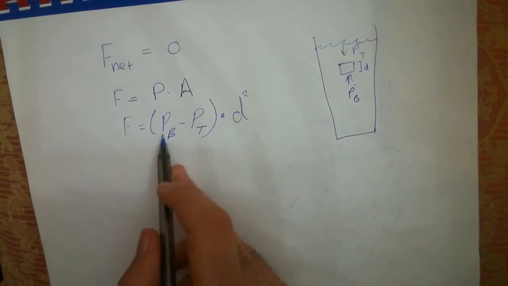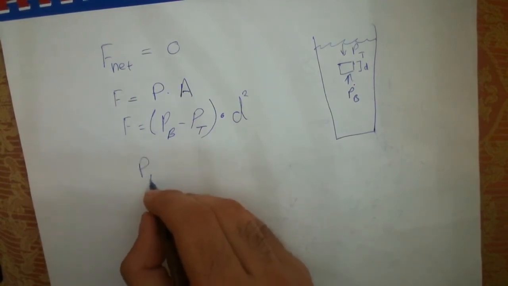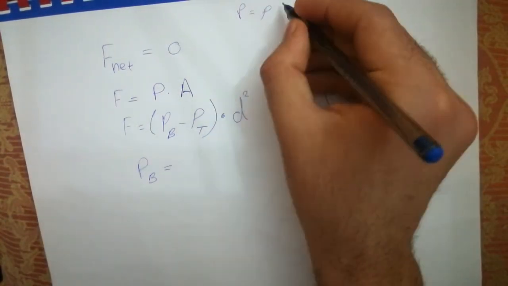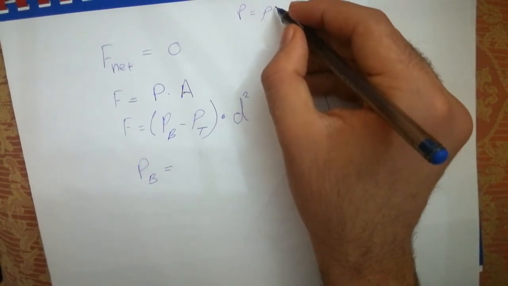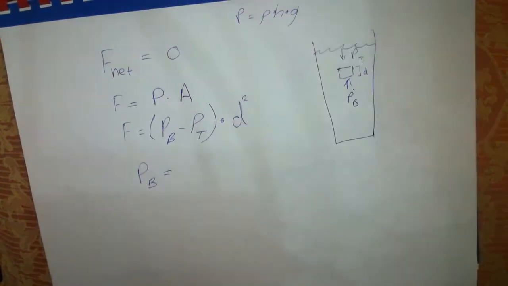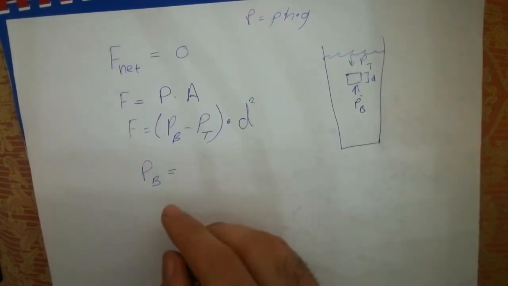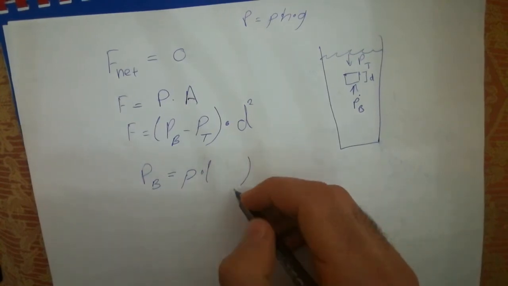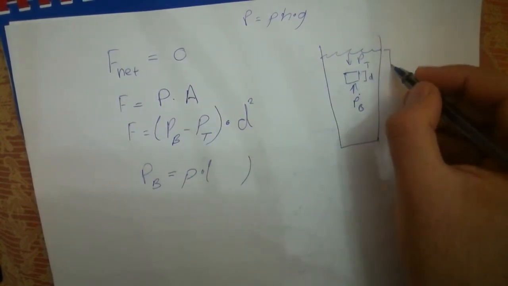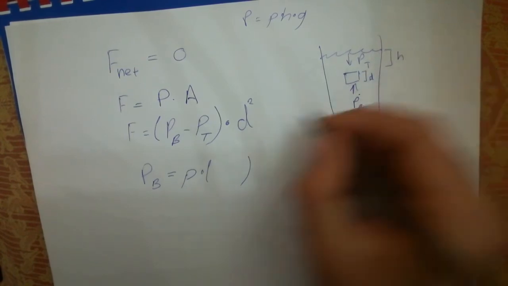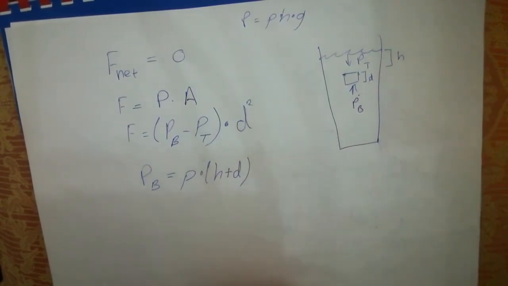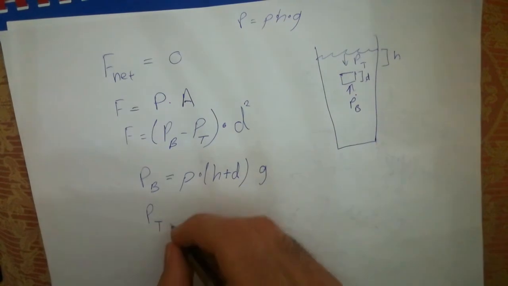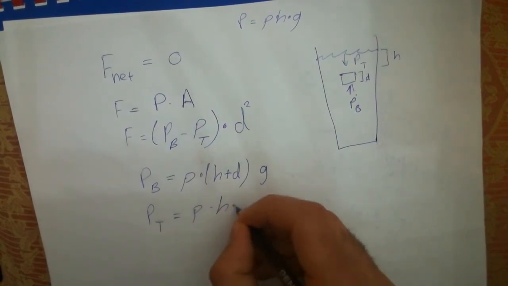Now, what is PB going to be? The pressure at the bottom is going to equal, well, we know that pressure is equal to density times height multiplied by g. It's density multiplied by height. Well, wait a second, we need this height over here. This is going to be h, and this distance here, d. So it's going to be rho times h plus d, multiplied by g. And the pressure acting on the top is going to be rho multiplied by hg.